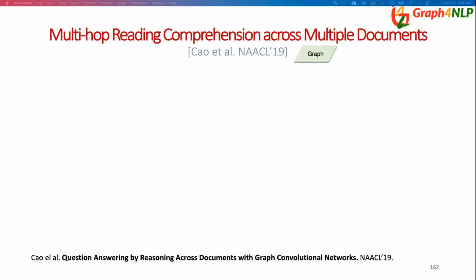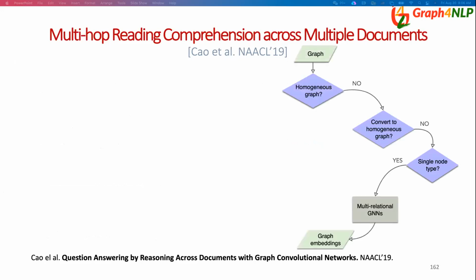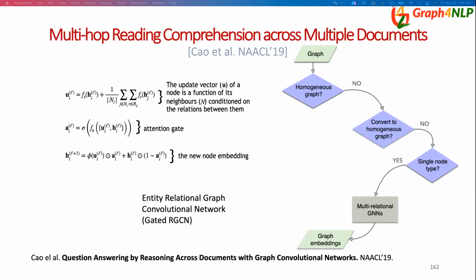Since the graph is not a homogeneous graph and there are multiple node types, the graph representation of each node is learned by Entity-GCN, a gated version of relational GCNs. So you can see the updated vector of a node is a function of its neighbors conditioned on the relations between them in the graph.